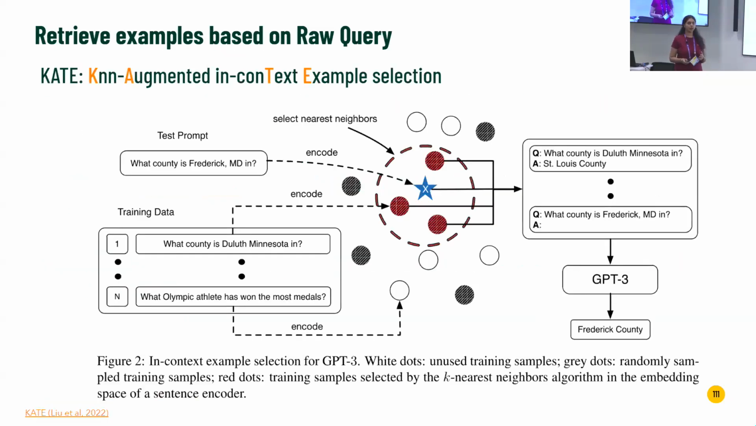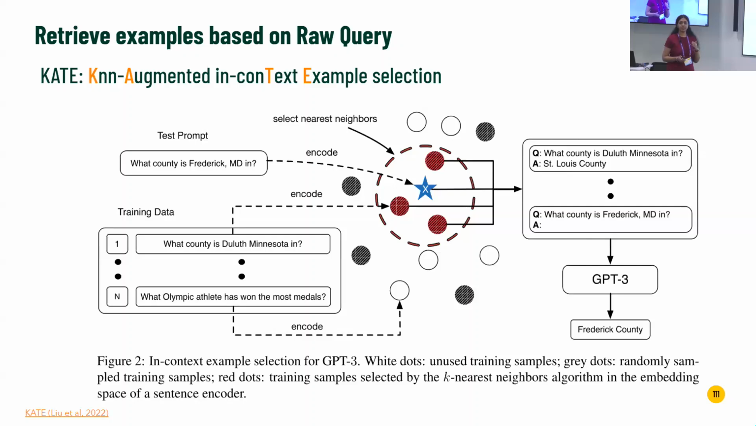So we start with the raw query based techniques. One of them is called KATE, which is the KNN augmented in-context example selection, wherein you have a lot of training examples and you select a few of them for your in-context prompt, and within that you select the ones that are closest to the query that you've set. The red dots are the nearest neighbors, the gray dots are the ones that are selected from the training samples, and the white ones are the unused samples.